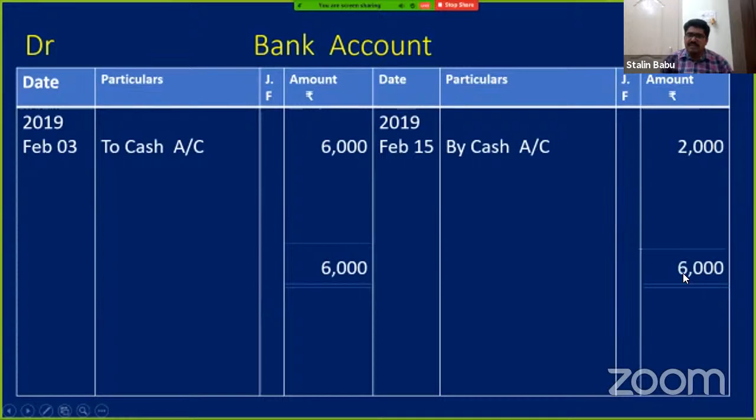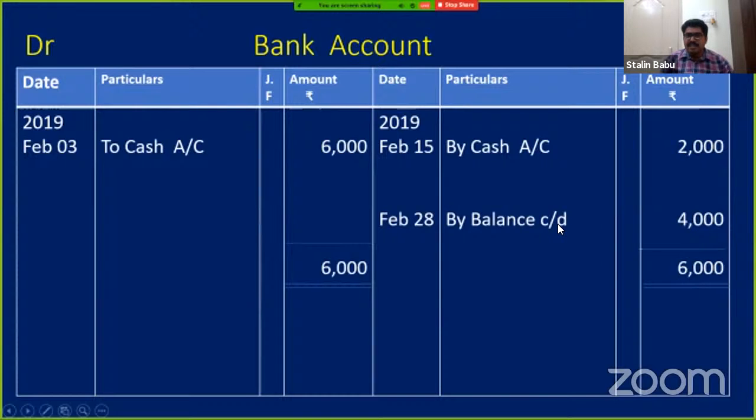After that, from this 6,000, we have to deduct the total of credit. What is the total of credit here? 2,000. 6,000 minus 2,000, that means 4,000. That is the balancing amount. Where do we record the balancing amount? On the shorter side, that is the lesser side. Here the lesser side is the credit side, to make both sides balance. 6,000 minus 2,000, that is 4,000, as by balance C/D at the end of that month, February 28. February 28, by balance C/D 4,000.